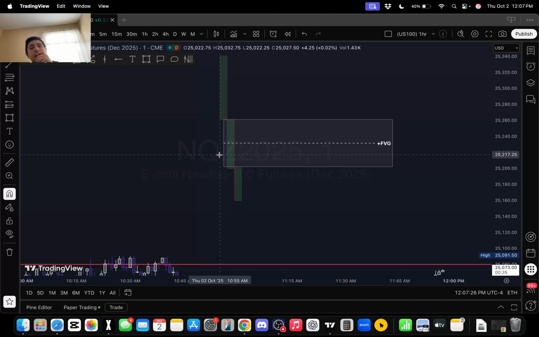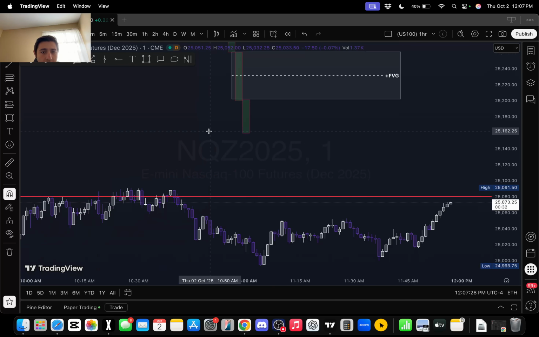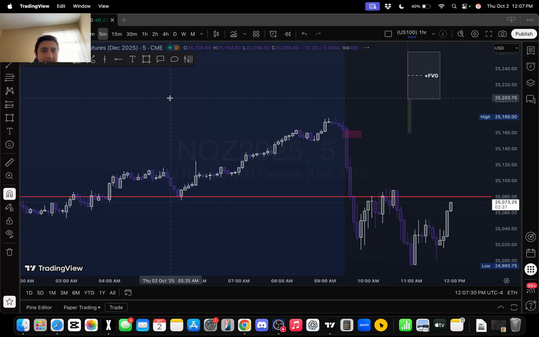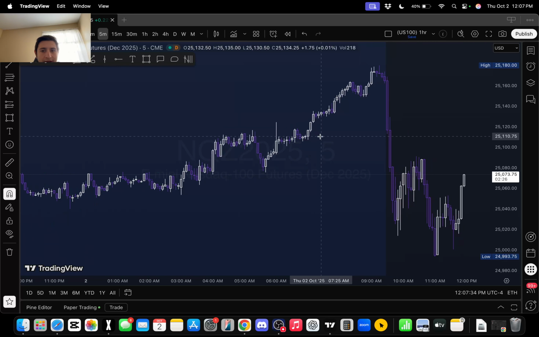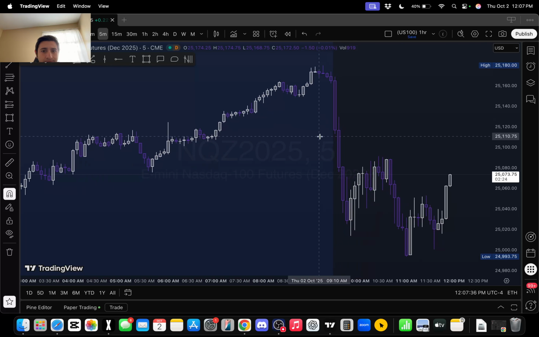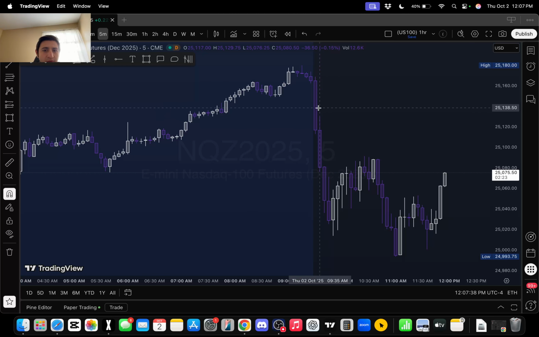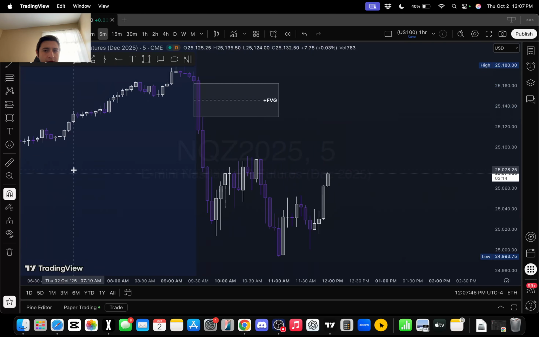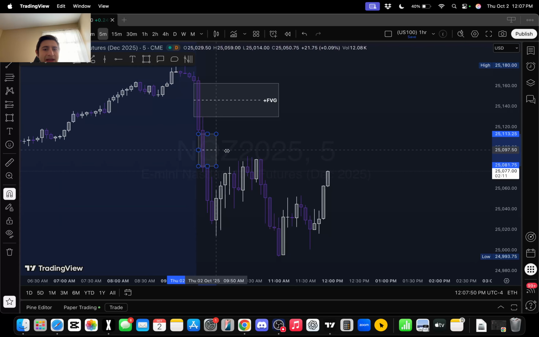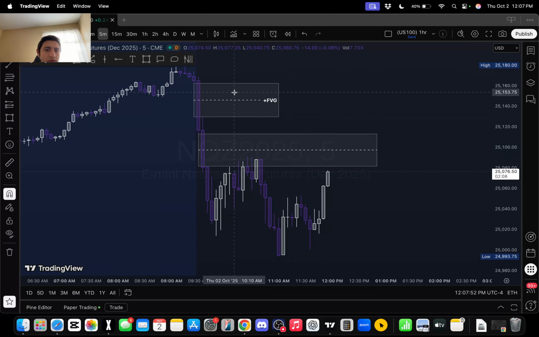I'm holding my little mic. So now that you have a little idea, let's go ahead and hop on the 5 minute. And now you could start to see it. See the gap between the bodies? Boom. Fair value gap right there. See it? These are imbalances in price.